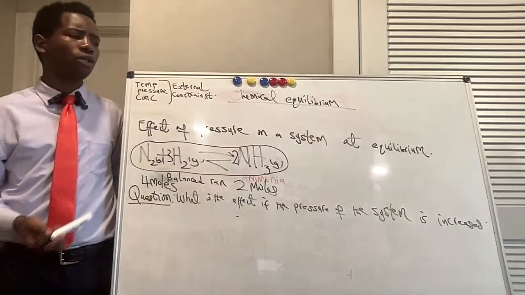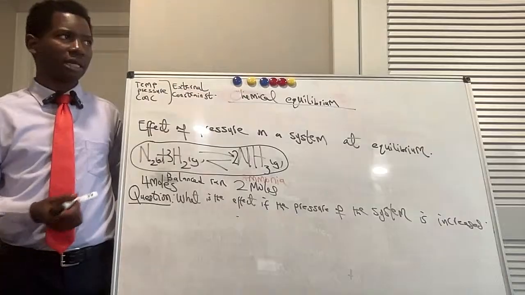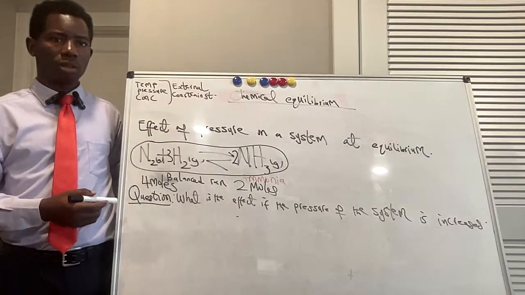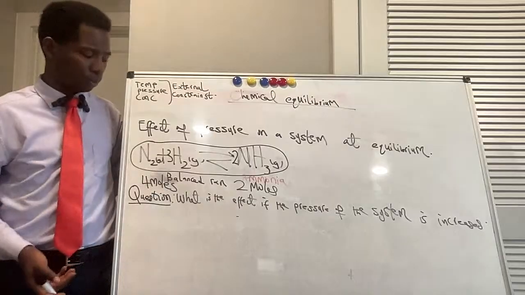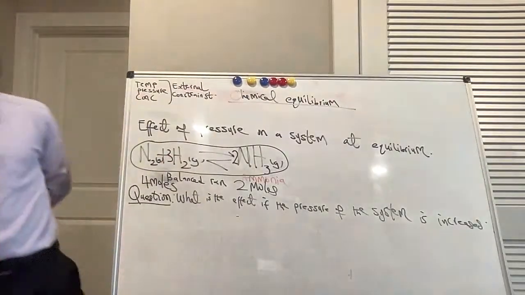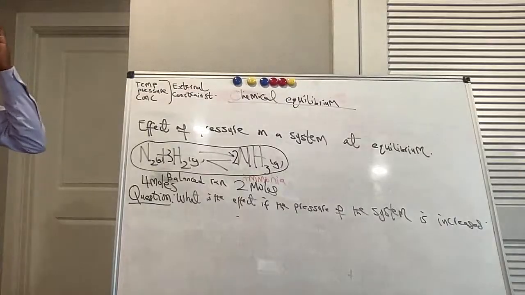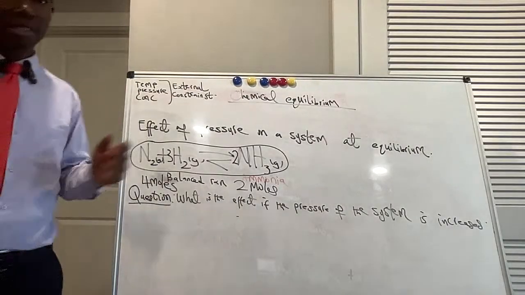This is the principle they use in the production of many materials in the chemical industry. You know, limestone production, they employ most of those principles. So this is for pressure. We are going to look at another factor that affects the system at equilibrium.